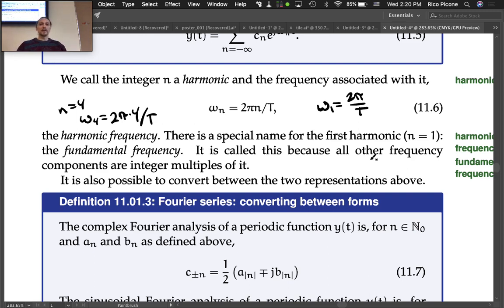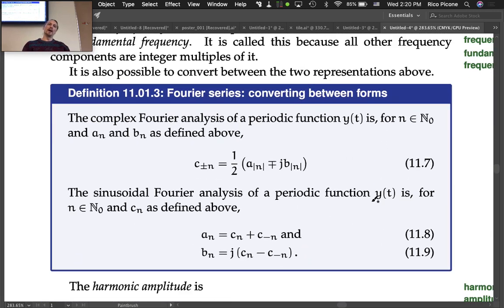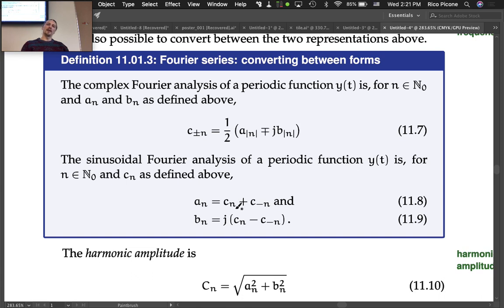It is also possible to convert between the two representations above, so the trig and the complex form. So the complex Fourier analysis of a periodic function y of t is for the a_n's and b_n's above. So if you have a trigonometric form and you want to go to the complex form, this is how you do the conversion. And if you have a complex form and you want to find the trigonometric form, this is the conversion. Okay? So you can go back and forth. You could do the analysis in the trig form, or you could do the analysis in the complex form, and then you can convert if you want. Cool beans.